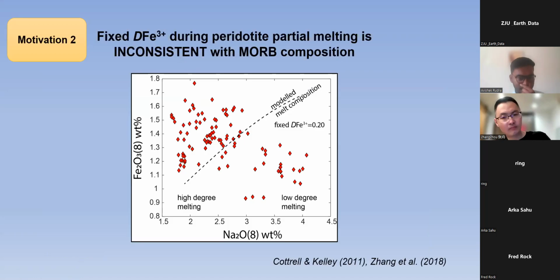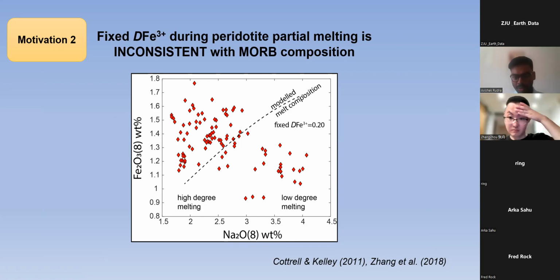Secondly, there's another, indirect motivation for this study. When we look at mid-ocean ridge basalts globally and look at the ferric iron content and the sodium content, which is corrected for olivine fractionation, that's why it's Na8, corrected to MgO 8%, when we look at this correlation in global mid-ocean ridge basalts, we see a negative trend, which is quite opposite to what we expect if we consider ferric iron to be incompatible.